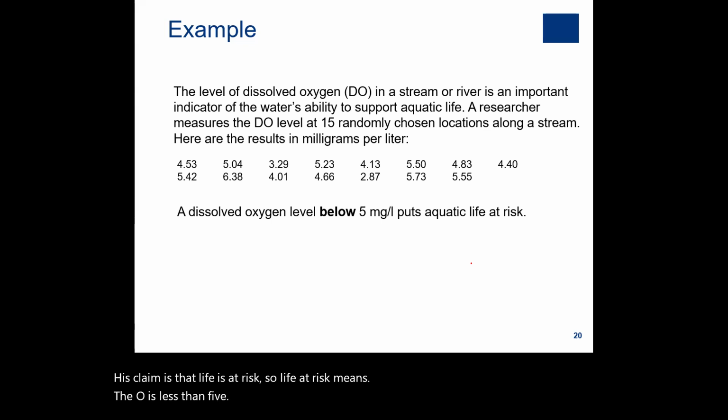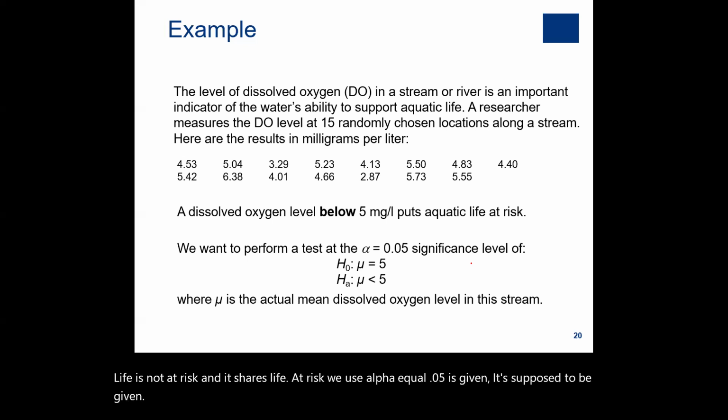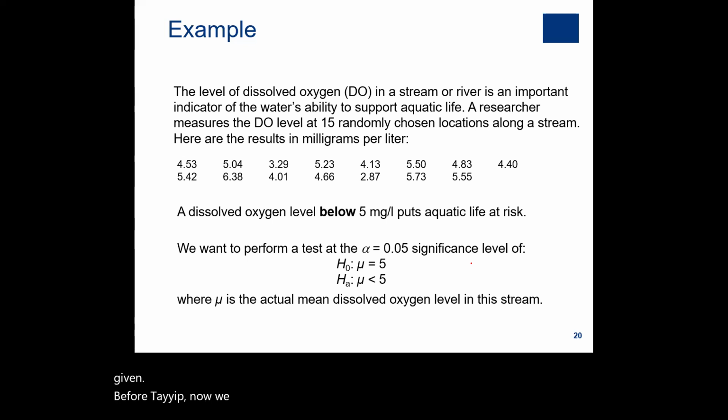So the null hypothesis is that life is not at risk, so H naught is mu equals 5. Life is not at risk. And HA is life at risk. We use alpha equal 0.05, which is supposed to be given beforehand. Now we have alpha 0.05.